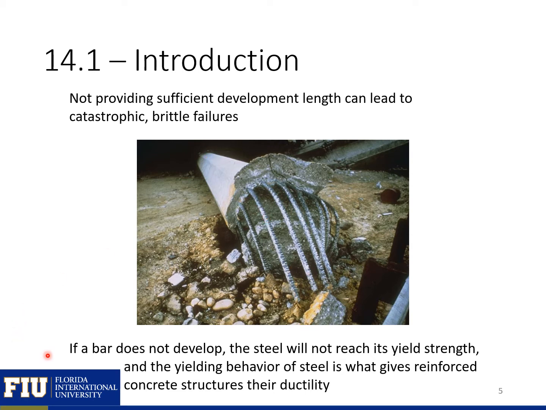If a bar does not develop or doesn't have a sufficient development length, it cannot reach its yield strength, and therefore you won't have the yielding behavior of the steel. So you're going to have a more brittle failure because the yielding behavior and our yield plateau and strain hardening region is where we get our ductility from.